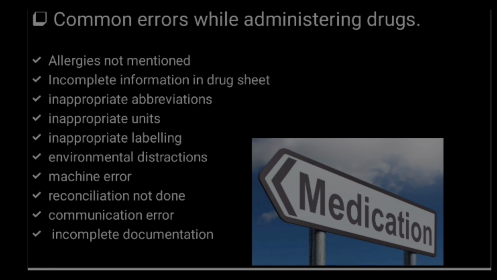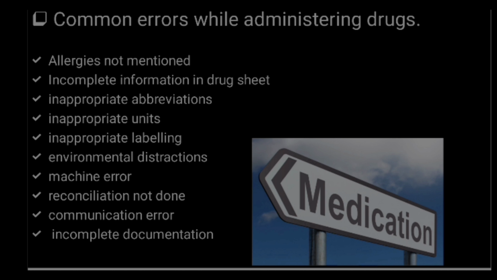Then machine error, like if the order is to give 3% NS via infusion pump, 10 ml per hour for 10 hours, and you have set it in the infusion pump, then afterwards you go and check at the patient's side. After 1 hour you see that 70% of the bottle is infused to the patient due to machine or technical error. So this can also put the life of the patient in danger. So make sure the equipment that you are using is checked on a regular basis.